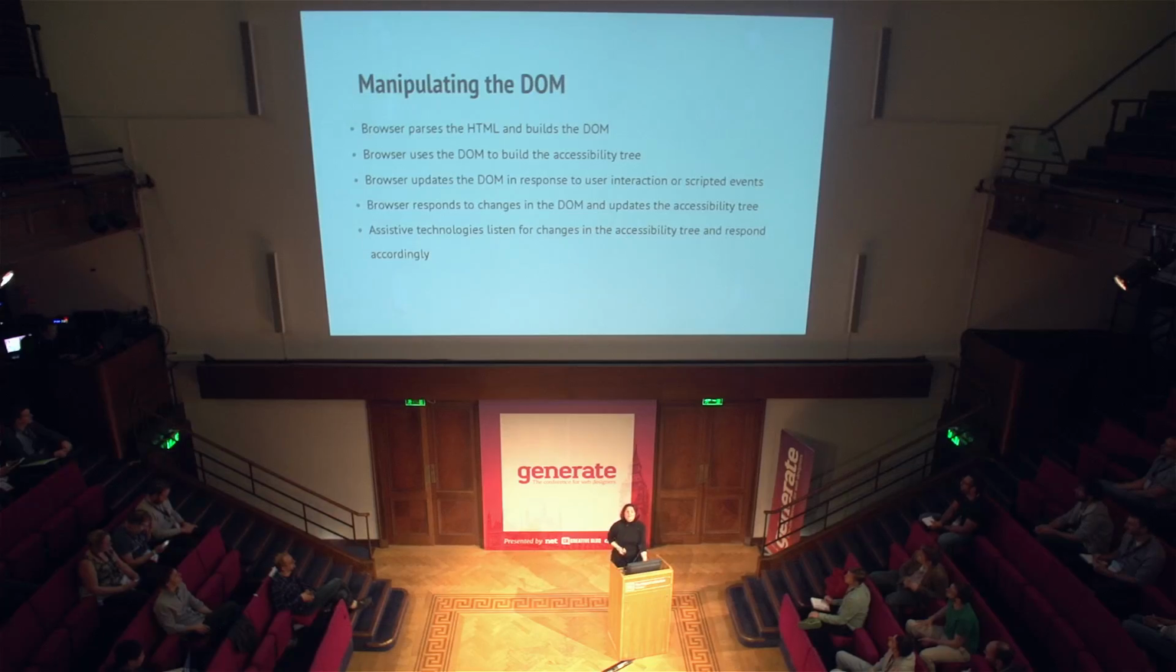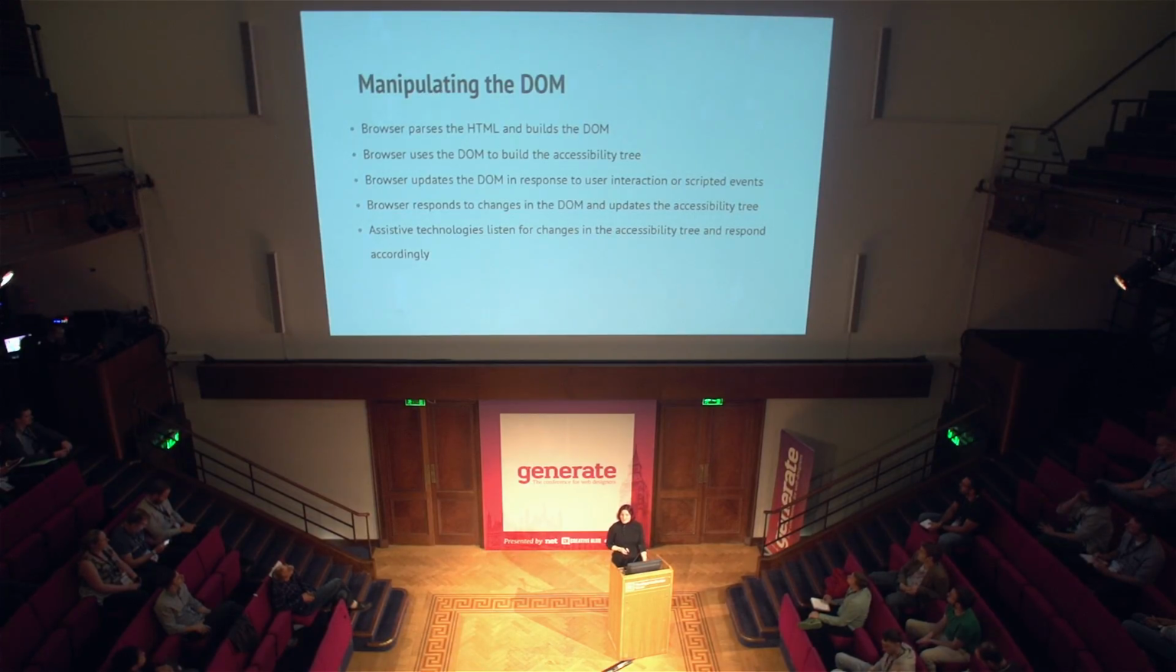It's a tree in the same way that the DOM is, so it has a whole bunch of nodes, but in this case, the nodes only contain accessibility information about the content that's on the page, things like the role, accessible name, and state of a particular object. So this is what happens: the DOM gets loaded in the browser.